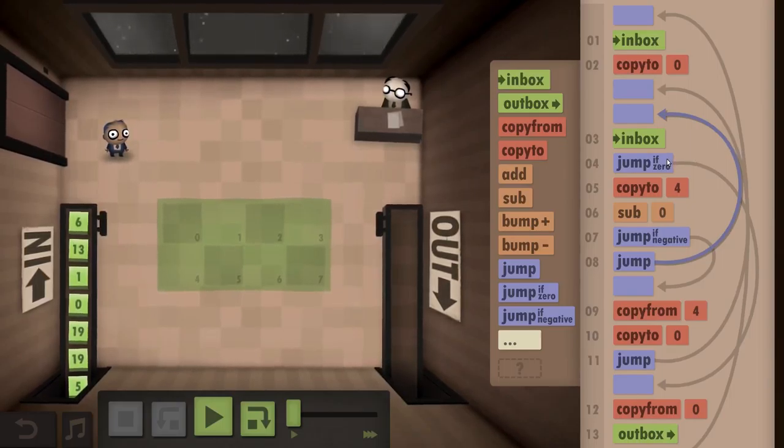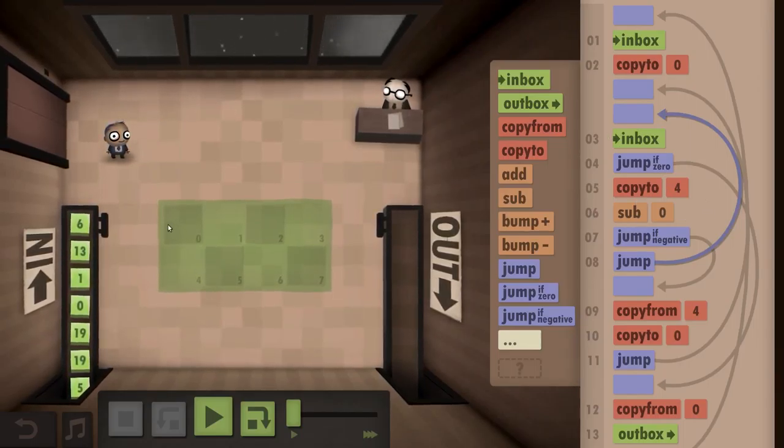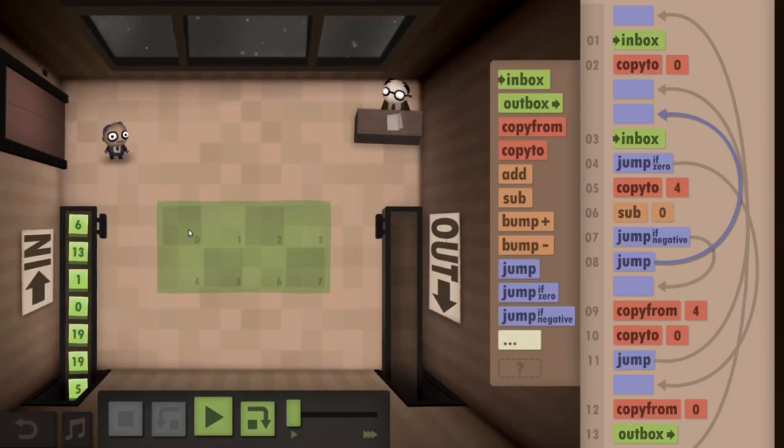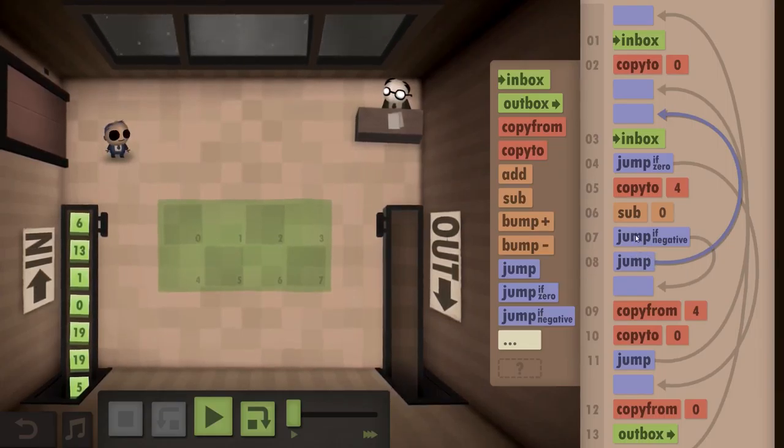So, inbox. I'm gonna throw it on the floor, take the next one. If it's zero, we're done. Unless it's the only thing, then it won't work. Which I'm surprised it didn't yell at me for. We copy the second one to the box if it's not zero. We subtract it. If it's negative, we take this and make it the new lowest. Otherwise, we just go back to the top.